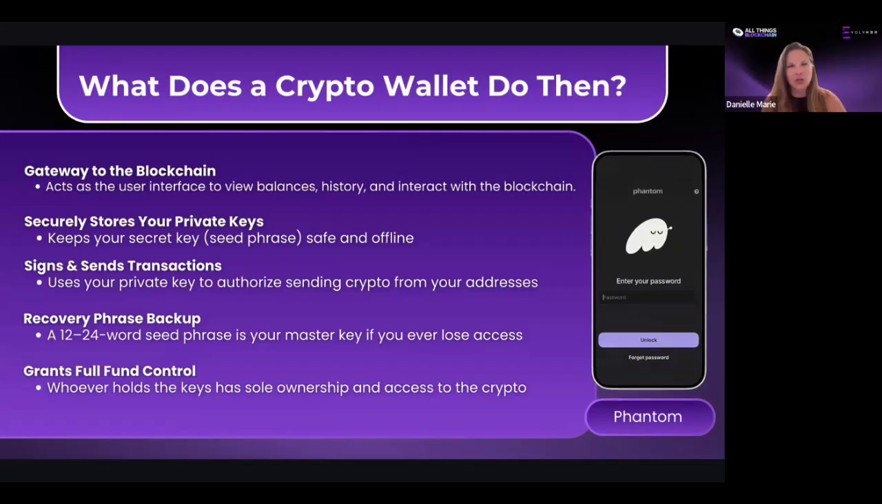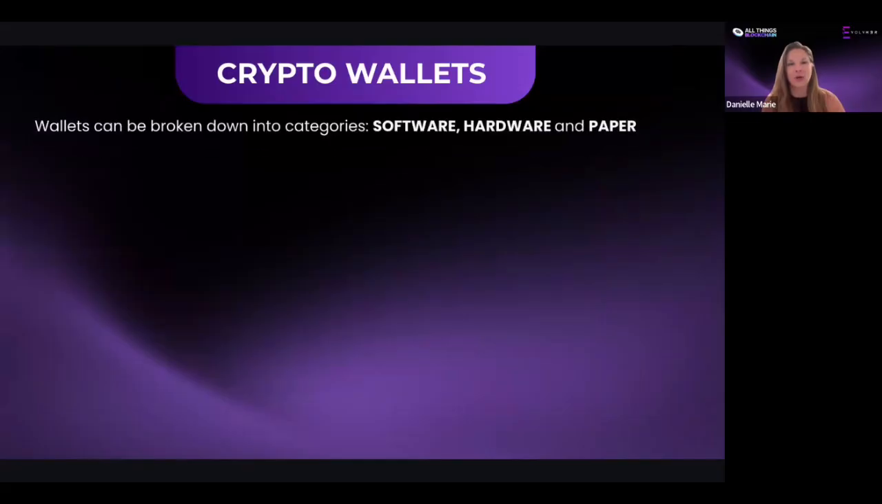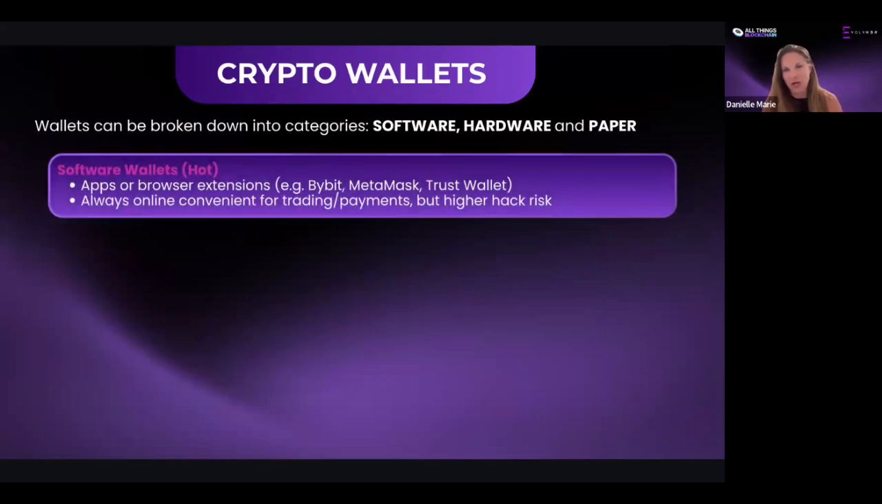We're going to talk about the different types of wallets in a moment. Yes, perfect, this is the slide I thought was coming up next. They can be broken down into different categories, and the main ones you're going to come across are software and hardware. Paper is pretty much not in existence anymore, but it is a thing, so I have it in here. So you've got your software, your hot wallets. These are apps or browser extensions. They're always connected to the internet, which makes them hot. That also makes them higher risk for scams.